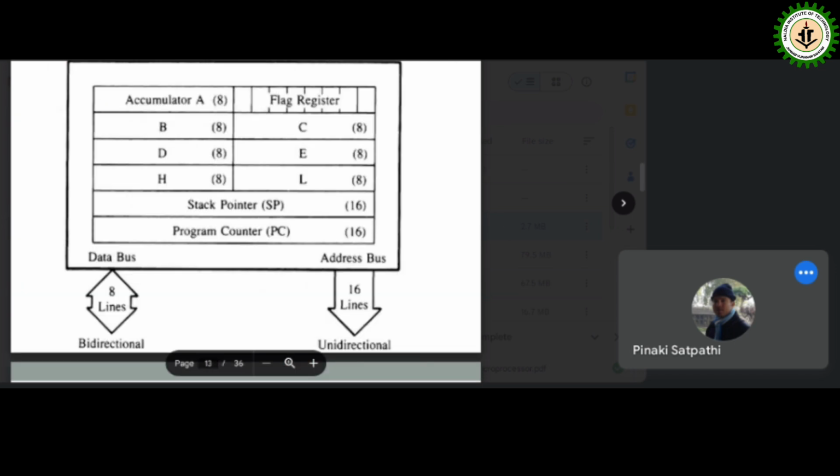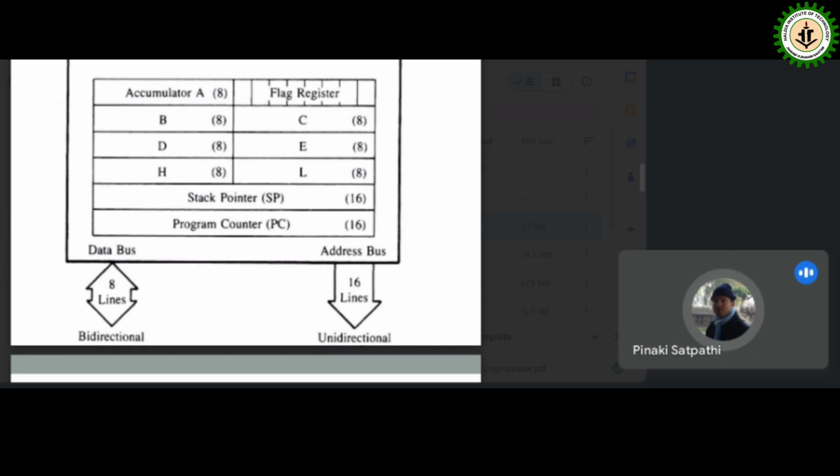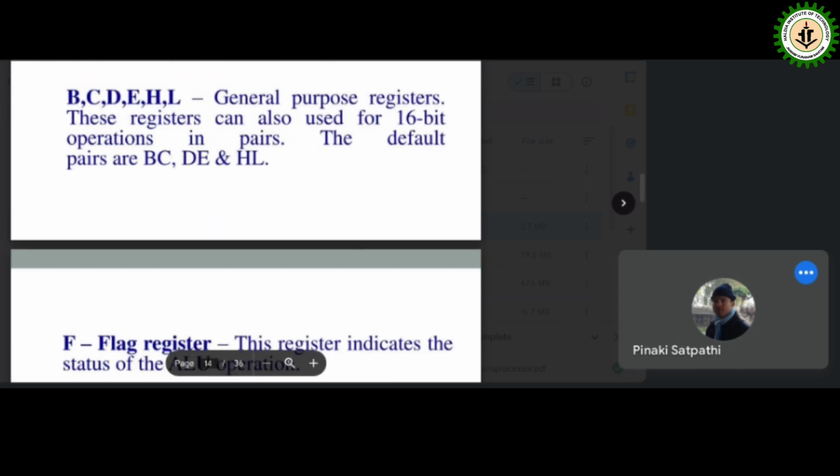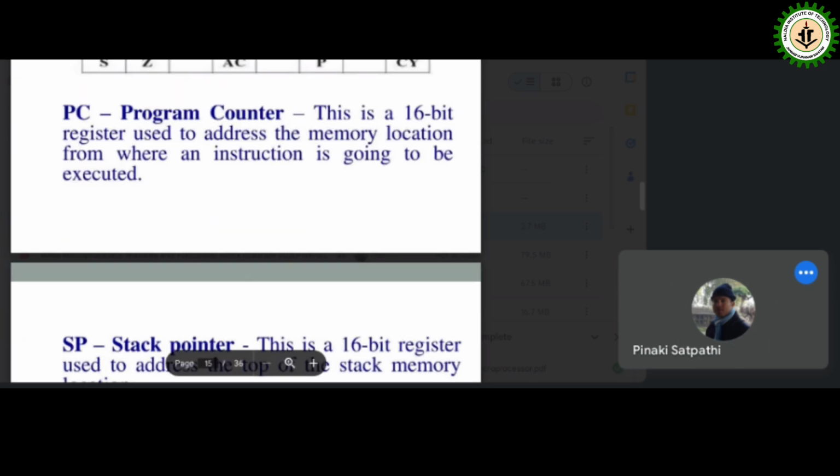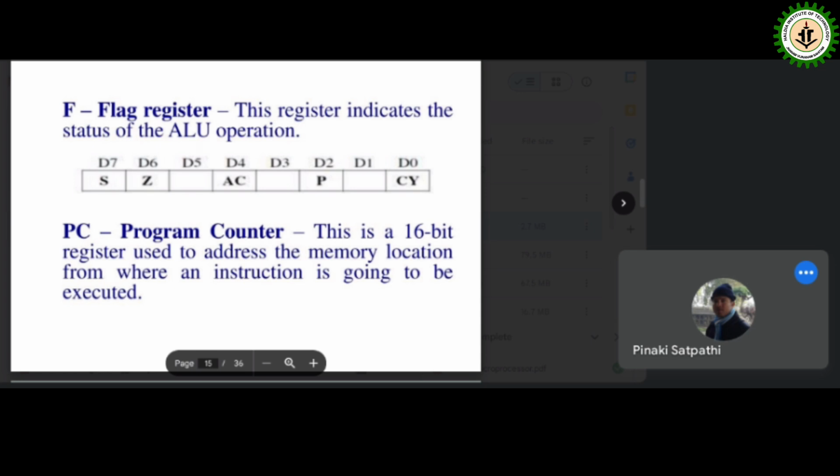This is basically whatever I just told about the flag register, and that is the accumulator. Whatever general purpose registers I have told, that is the B, C, D, E, H, L registers and register pairs, all these things. So this is basically the structure of our flag register. In case of our flag register, there are 5 flags, that is sign flag, zero flag, auxiliary carry flag, parity flag, and carry flag.